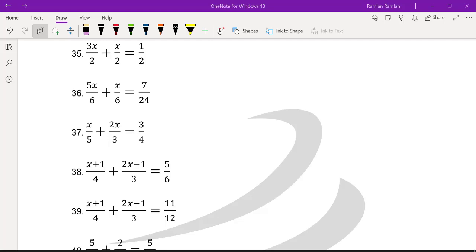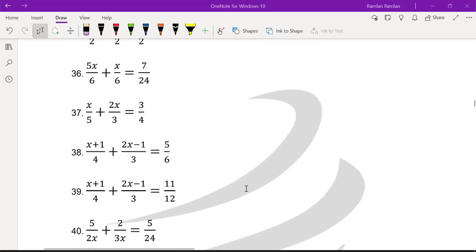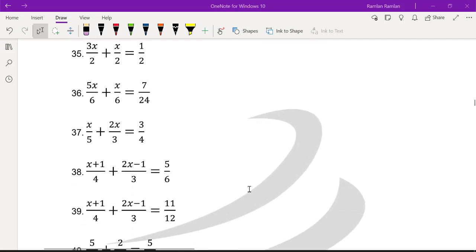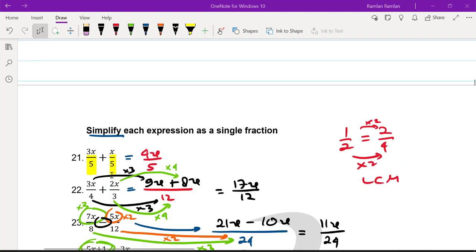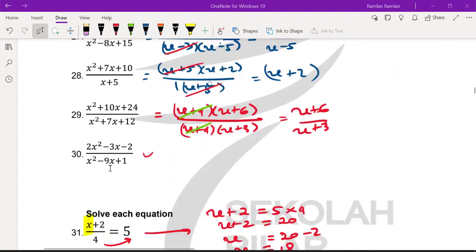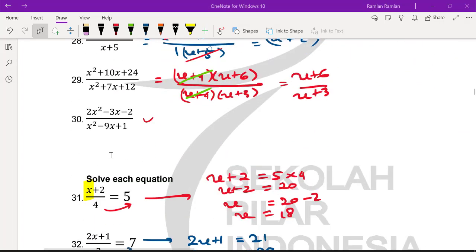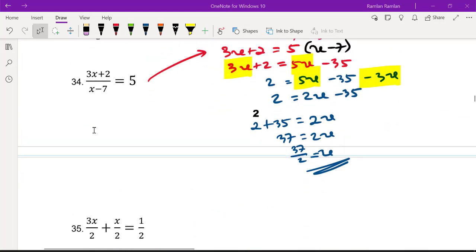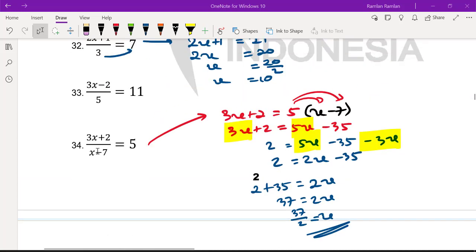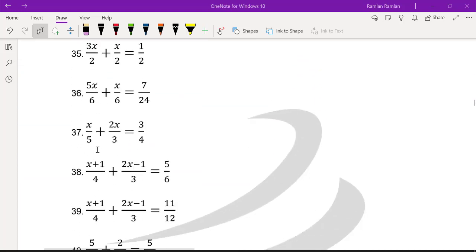Okay, number 35 until number 40, they're all the same thing. In here, this is the combination of what we have done over here, right? Number 21 until number 30, and also number 31 until number 34. So you can see that on the left side of the equal sign is a fraction addition, and on the right side is a single number or a single fraction, right? In here, what we need to do is focus on one side of the equal sign.